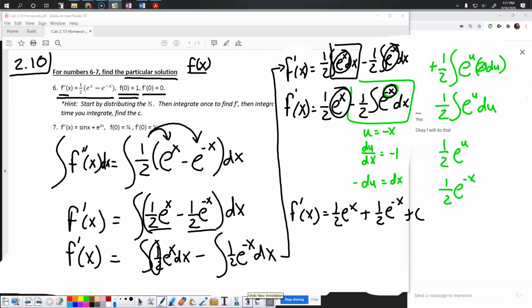But we need to find the c. And after I find the c, I will know what f prime is. And once you know what f prime is, we can integrate one more time to find the f. So let's go ahead and find the c at this point. Since this is f prime, I'm going to use this initial condition right here. I'm going to plug in 0 for x.